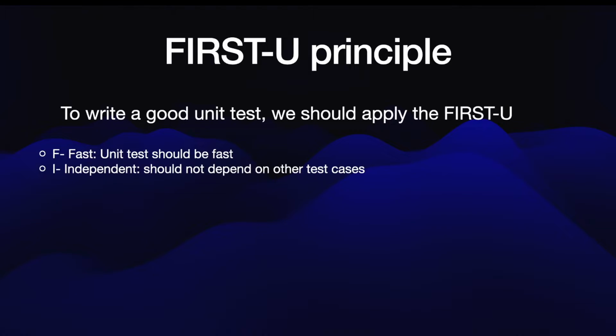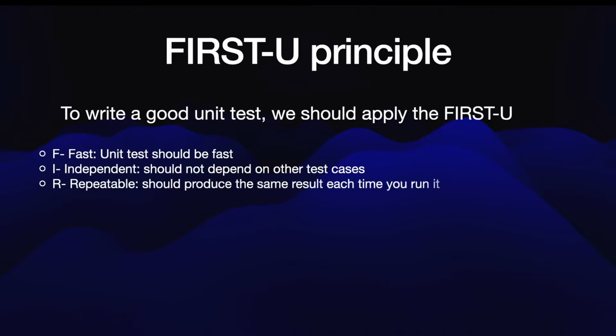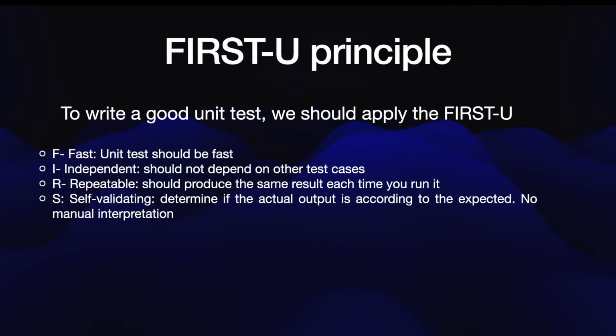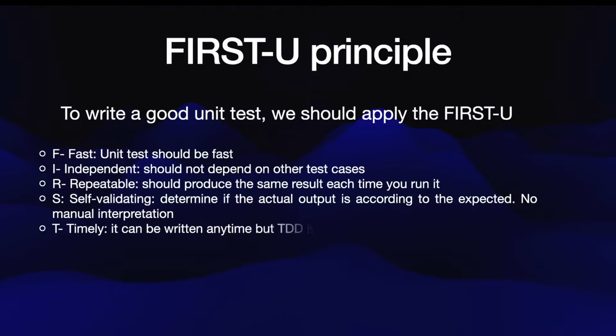It should be independent. So your unit test should not depend on other test cases. It should be repeatable. That is, whenever you run your unit test, you should get the same results. It should be self-validating. Unit tests should determine if the actual output is according to the expected. There shouldn't be any manual interpretation of your test. It should be timely. You can actually write your test anytime. You can decide to complete your application before writing your test.